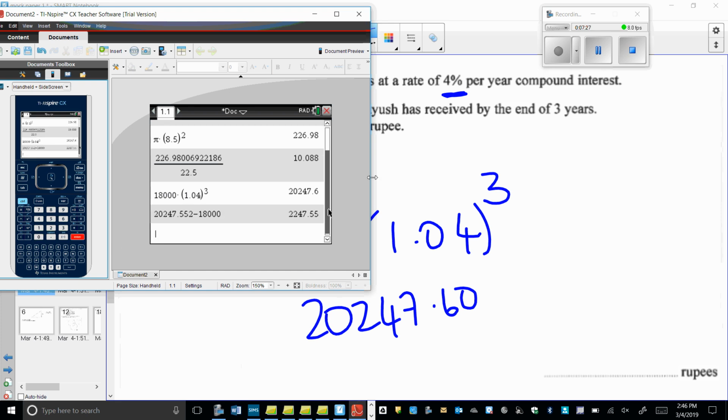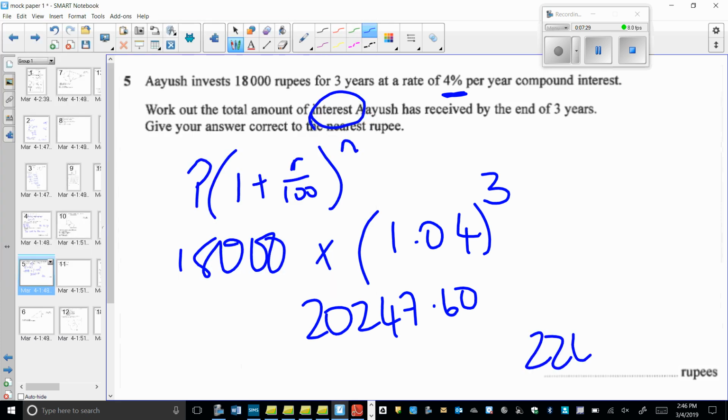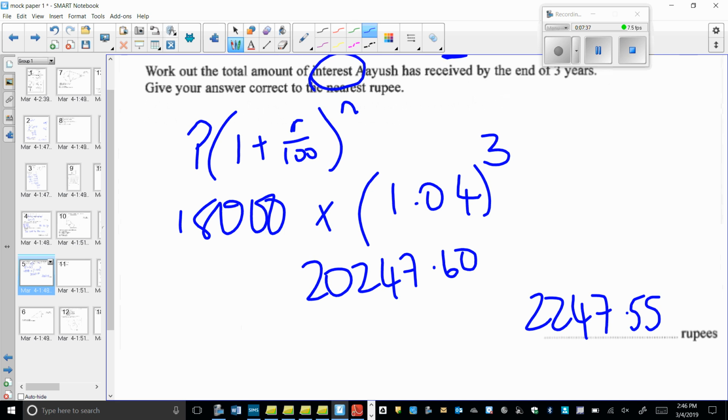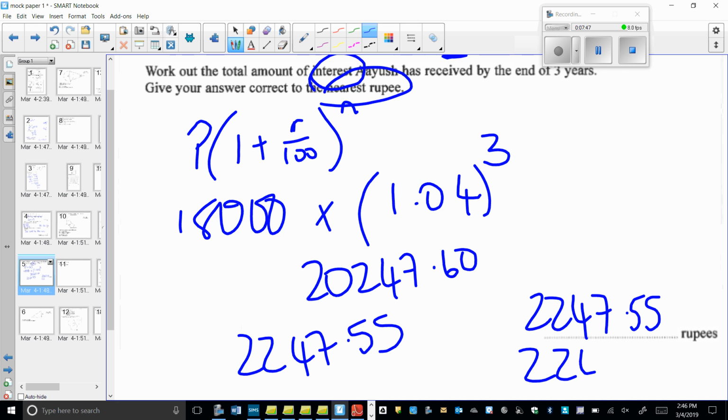So it's 2247.55. To the nearest rupee. Oh, read the question, read the thing, Miss Harrison. So 2247.55. Actually, because it's the nearest rupee, you haven't quite made 2248, so they would accept 2247 or 2248.